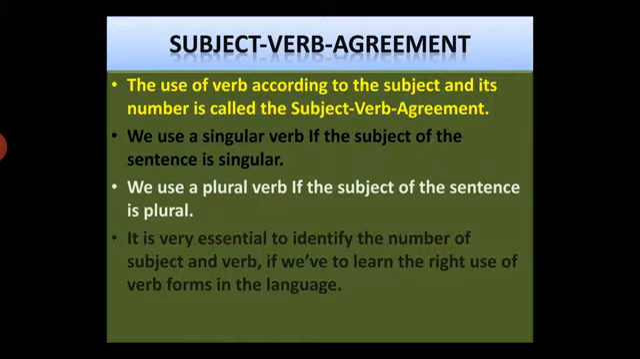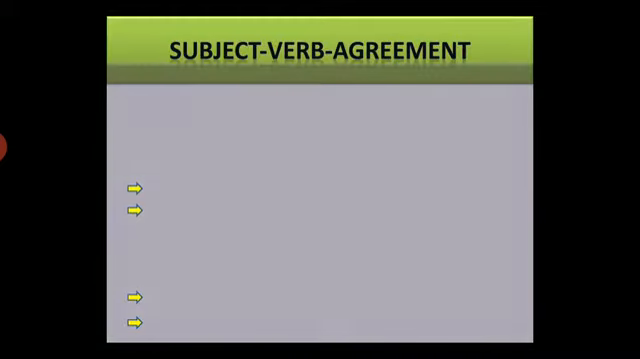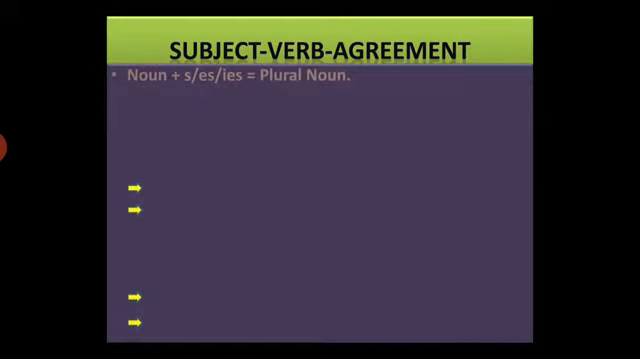So my dear students, if we have to learn the right use of verb forms in the language, it's very essential to identify the number of the subject and verb. Now see this. As it has already been told, we add ses or ies or anything else to a singular noun, and this way the noun is changed into plural. But a verb naturally remains plural, and by adding ses or ies etc., we turn the verb into singular.